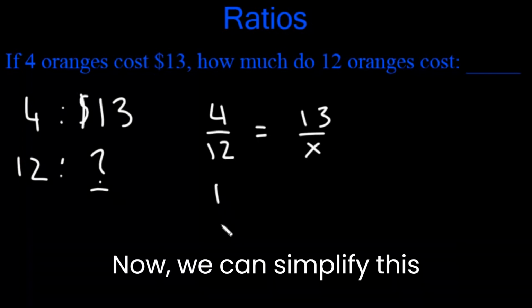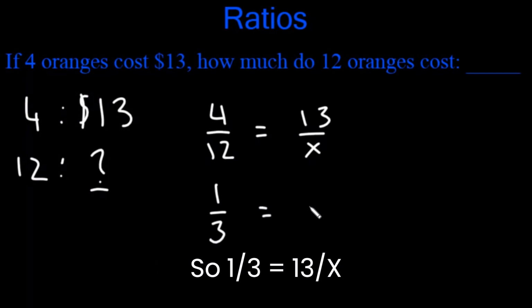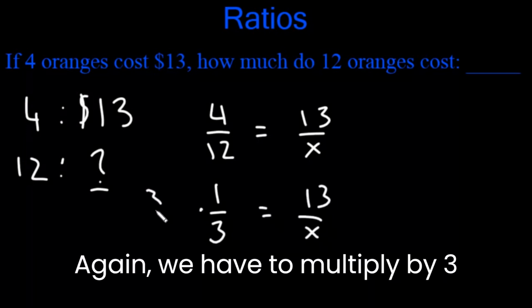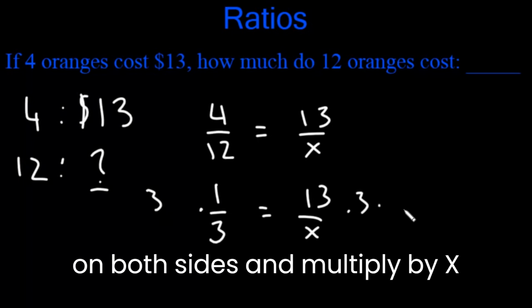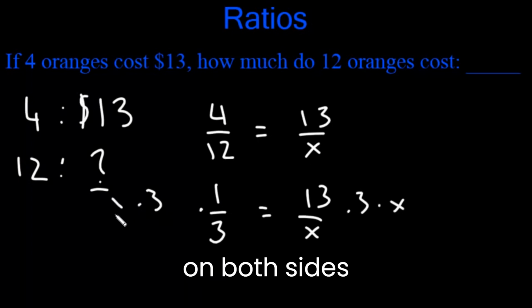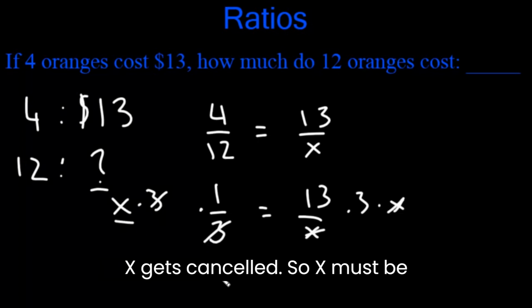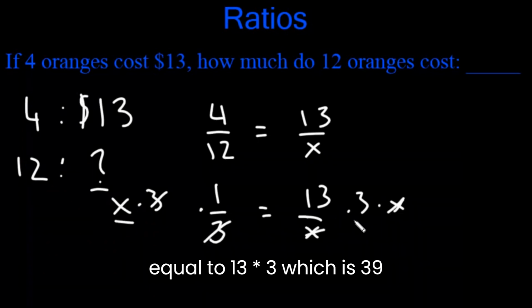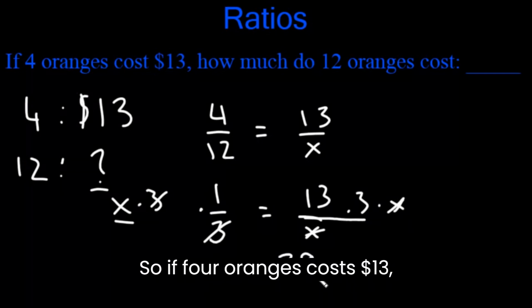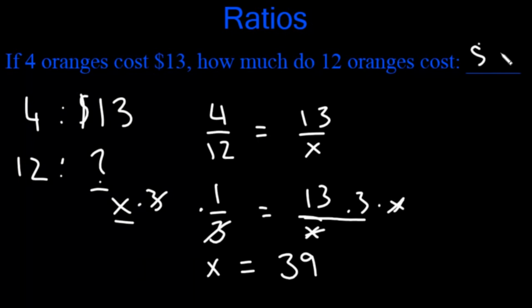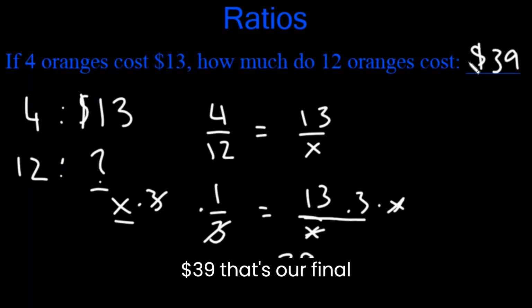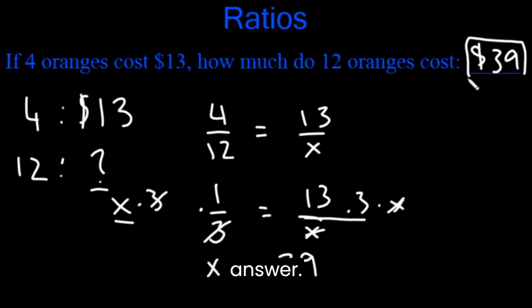Now we can simplify this. So 1 divided by 3 is equal to 13 divided by x. Again, we have to multiply by 3 on both sides and multiply by x on both sides. So the 3 gets cancelled and the x gets cancelled. So x must be equal to 13 times 3, which is 39. So if 4 oranges cost $13, 12 oranges must cost $39. So that's our final answer.